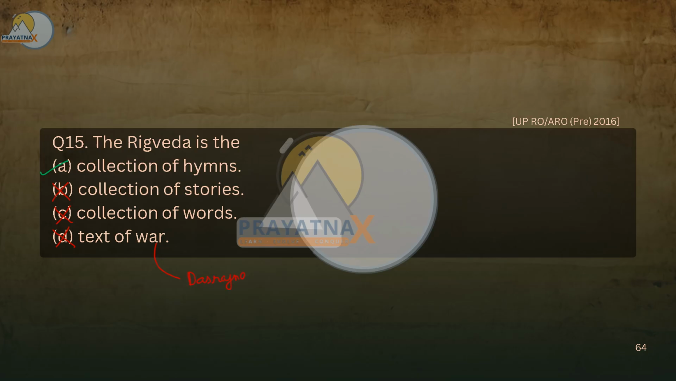the Dasrajna War, where King Sudas fights with a confederacy of 10 kings at the Parushni River, the river Ravi, and this Dasrajna War finds mention in the 7th mandala of Rigveda. Moving on to the next question.